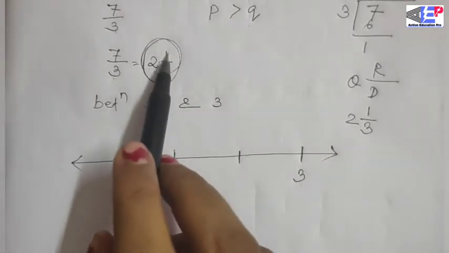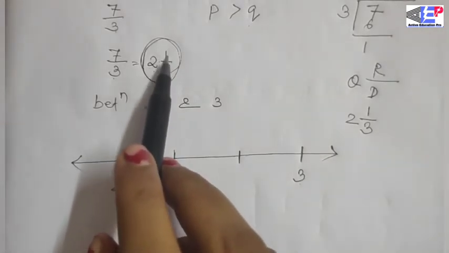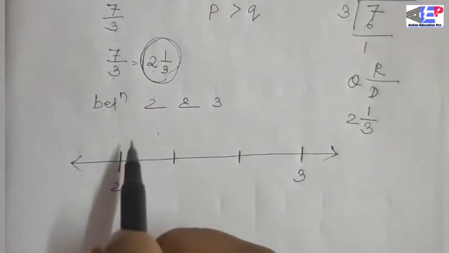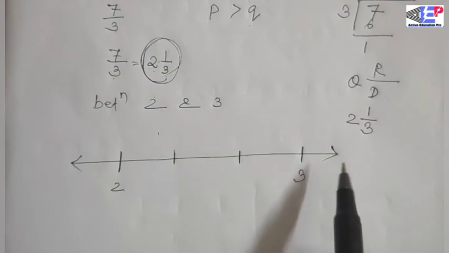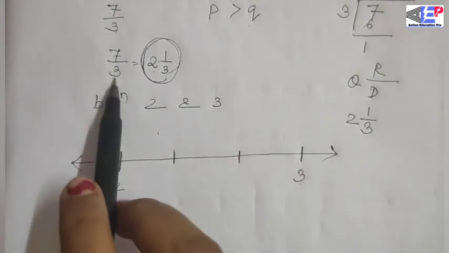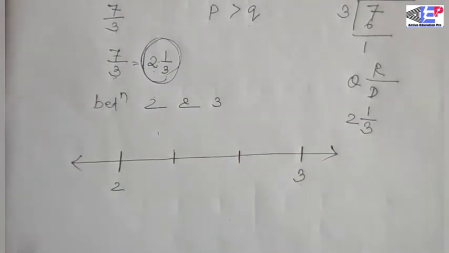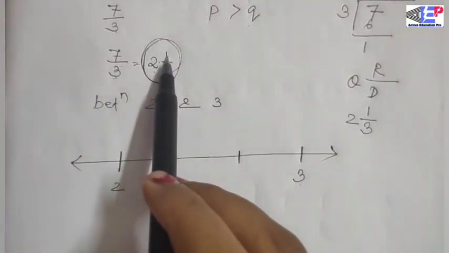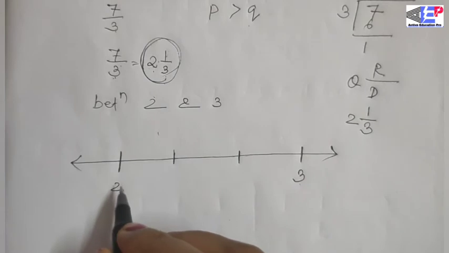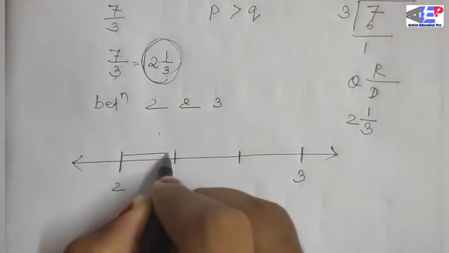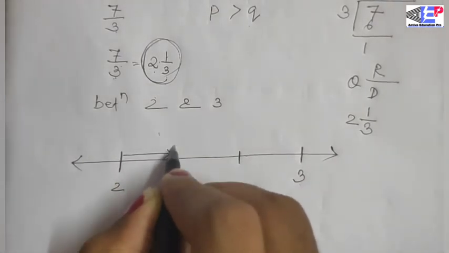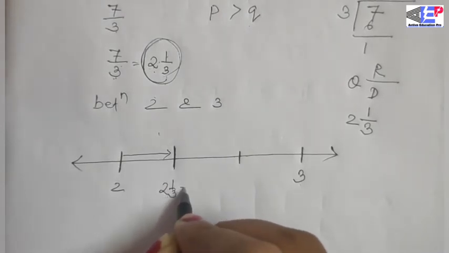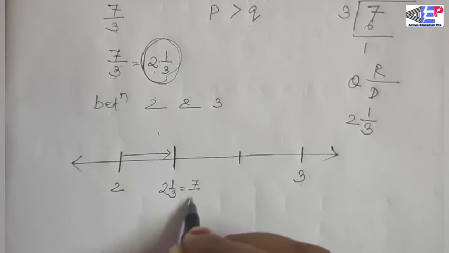And the numerator tells us the number of parts to move from this whole number towards the right, because it is a positive rational number. We move towards the right because it is a positive rational number. The numerator is 1, so move one part towards the right. Here is the first part and the number will be 2 1 by 3, otherwise we call it 7 by 3.